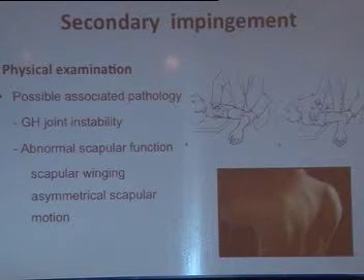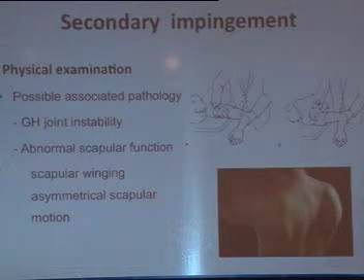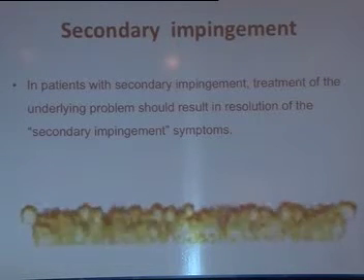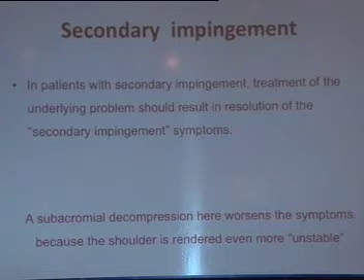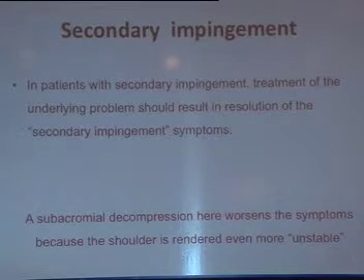Physical examination: you're looking for associated features, so either glenohumeral instability or you're looking for scapular dyskinesia or a sick scapula. In patients with secondary impingement, the treatment of the underlying problem takes care of the impingement. So mind you, don't jump up as a surgeon and try to go in for an arthroscopic release, because if you burn your hands here, it's going to cause more issues. Doing a subacromial decompression in a secondary impingement is going to worsen the clinical picture of the patient.